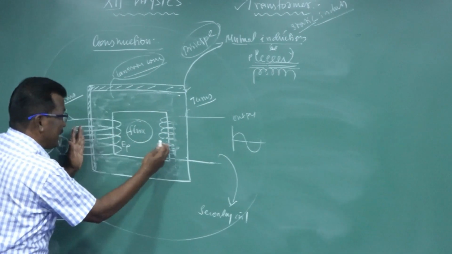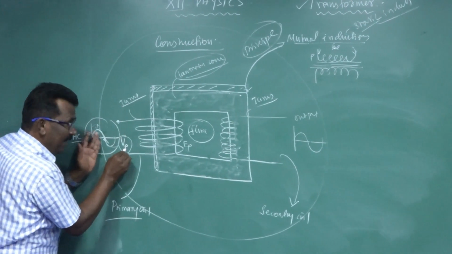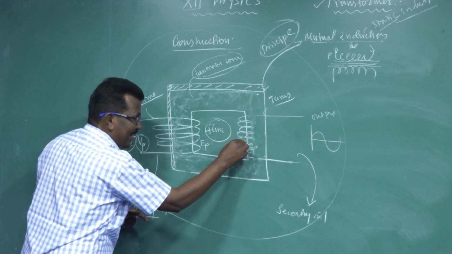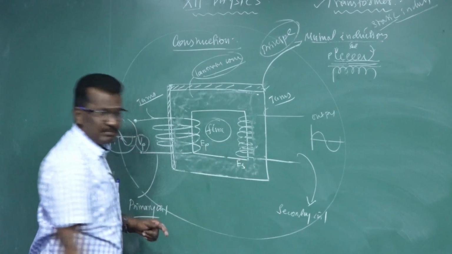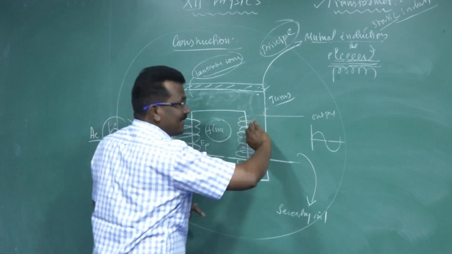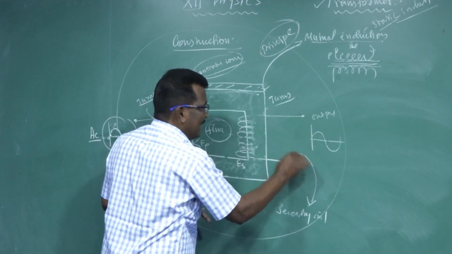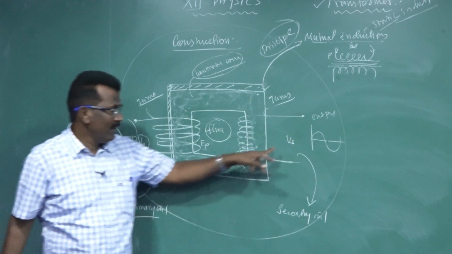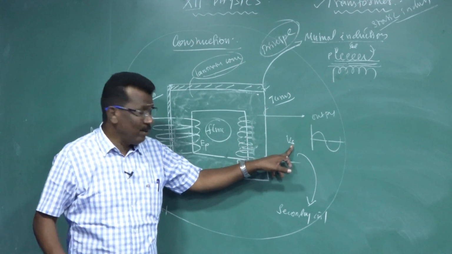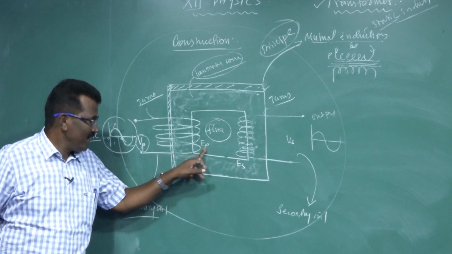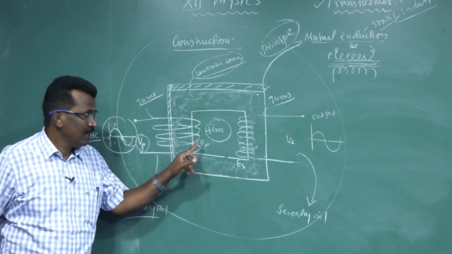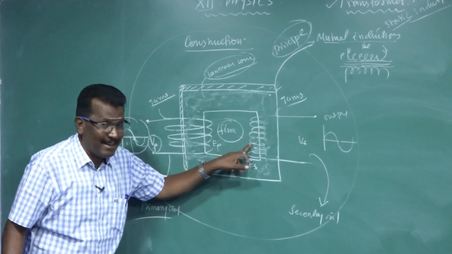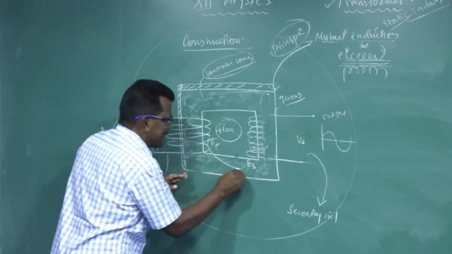EMF is set up between the pair of coils. So Vp is the applied voltage, EP the induced voltage. The same flux links with the secondary coil, so we get ES. The voltage taken out across the coil is VS. So Vp is the applied voltage, VS the voltage obtained across the output, EP the induced voltage in the primary coil, and ES also an induced voltage across the secondary coil. So both the fluxes are equal.